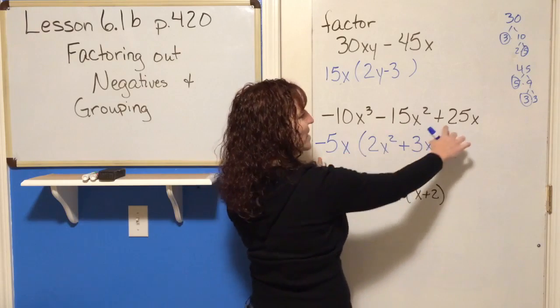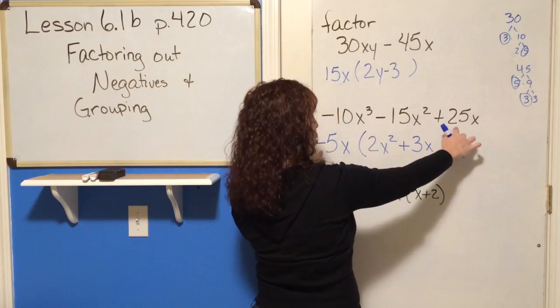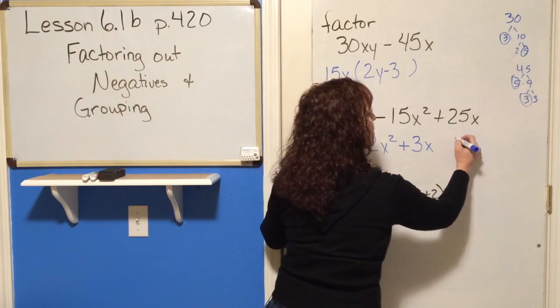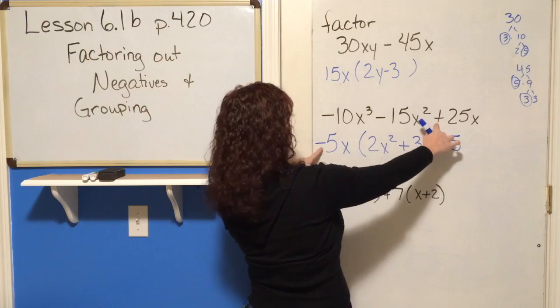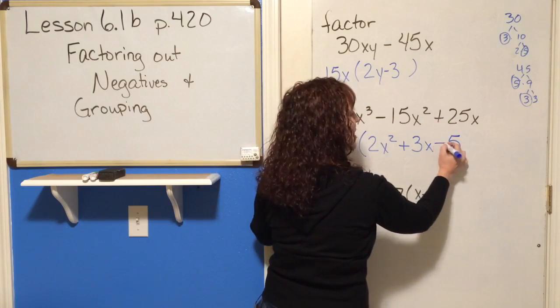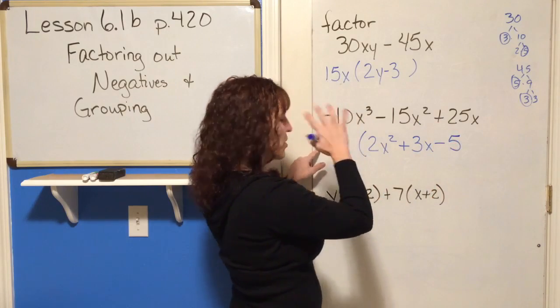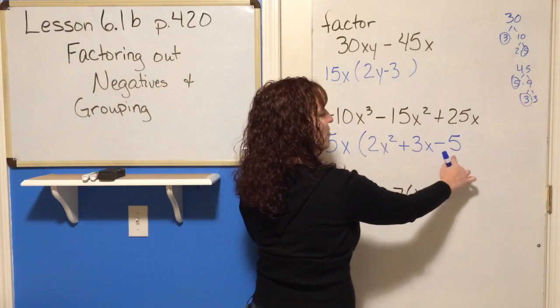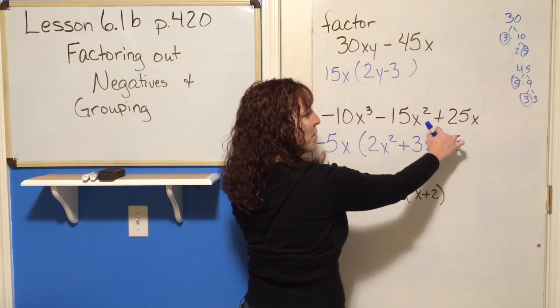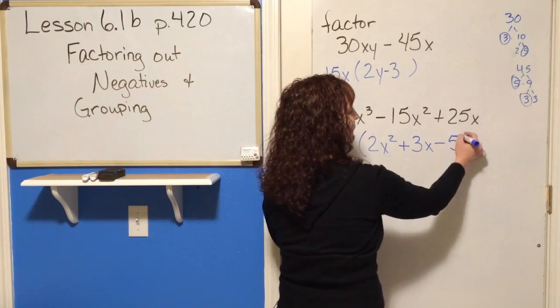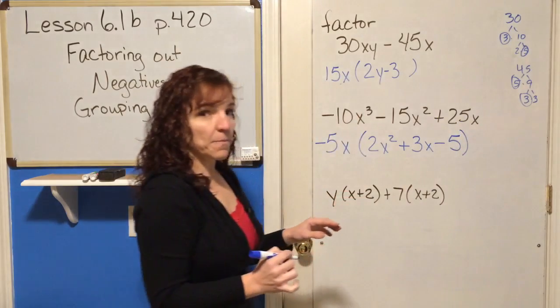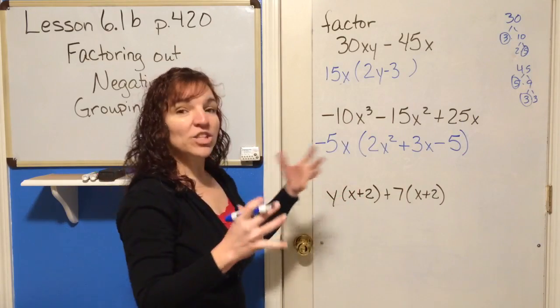So now to get positive 25, you're going to have 5 times 5 is 25. And your sign in between here, because it was positive, and we want the opposite of that, it's going to be a negative 5. And then if you check it in your head, negative 5 times negative 5, negative times a negative is a positive 25. And then the x, we're pulling out the x, so all we have left is just the 5. Okay?